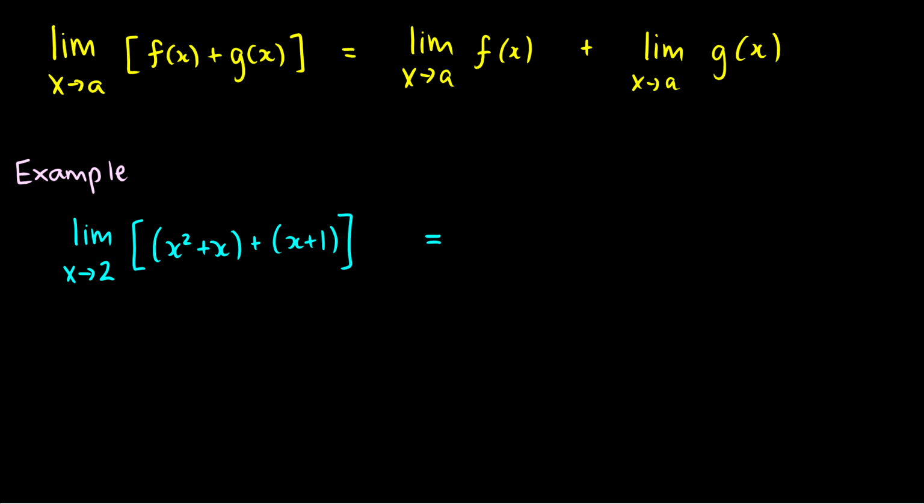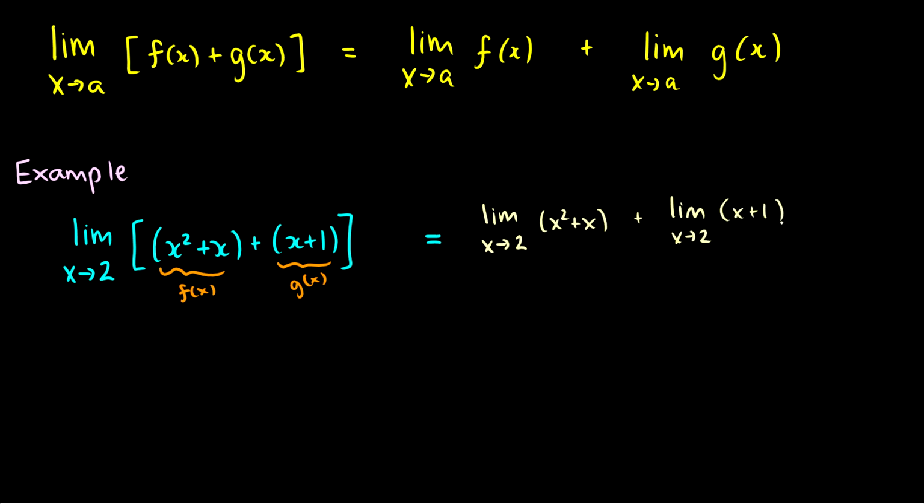So here's an example. The limit as x goes to 2 of x squared plus x plus 1. And here I've very clearly shown them as f of x and g of x. So on the right-hand side, I'm going to take the limits of them separately, and on the left-hand side, I'm going to take the limit together and show that they're the same. So on the right-hand side, what we're saying is that we can break it up into two limits. So we can say the limit as x goes to 2 of x squared plus x, and then we can add the limit as x goes to 2 of x plus 1.